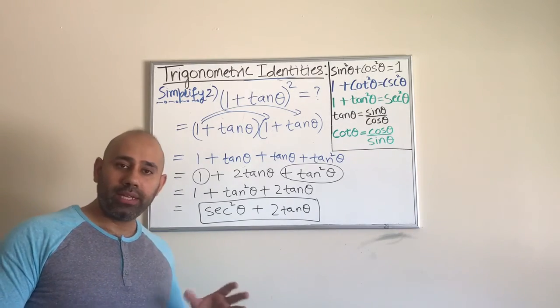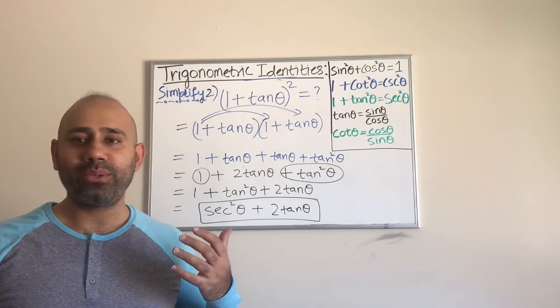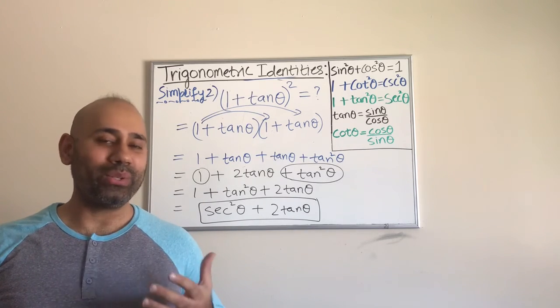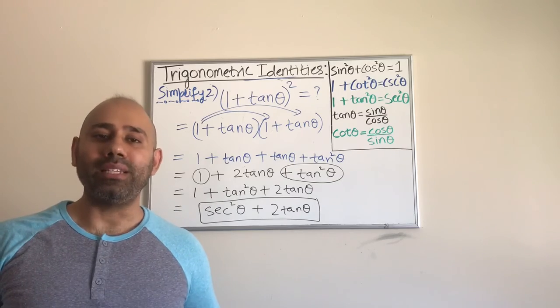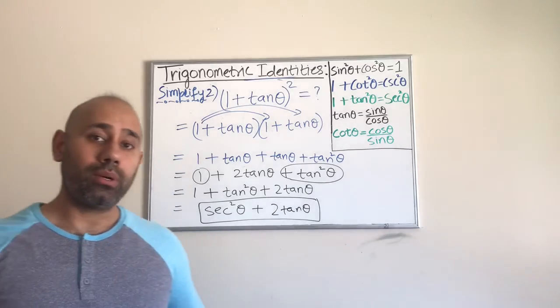Guys, simplifying these trig identities takes practice. So I would say you have to try and do as many examples as you can possibly do to get better at this, okay? So this is example 2. In my next video, I'm going to be talking about example 3.